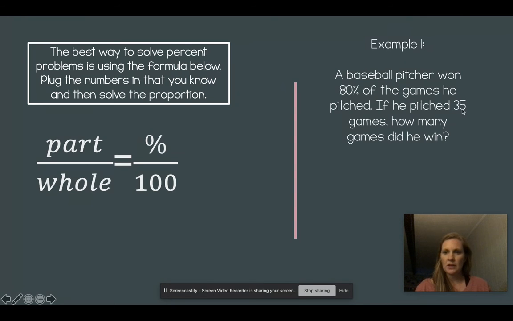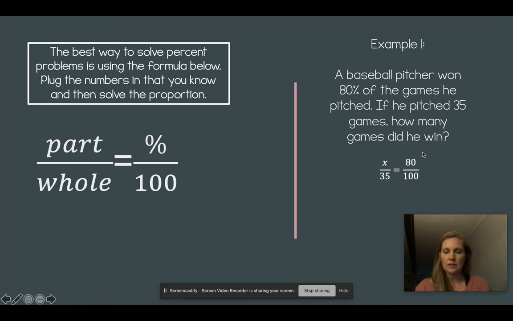It says he pitched 35 games. It wants to know how many he won. So if we know anything about baseball, we would know that pitching 35 games would be the whole number, and how many games he won would be the part. So in this case, we don't know the part. So that is where our variable is going to go. So here's what your proportion should look like. X over 35 equals 80 over 100. Remember, 100 is always going to go in this bottom right position.